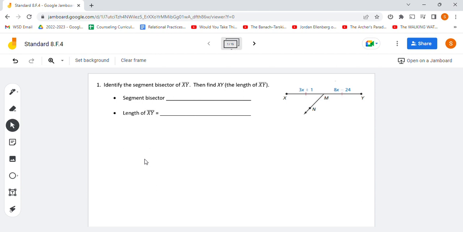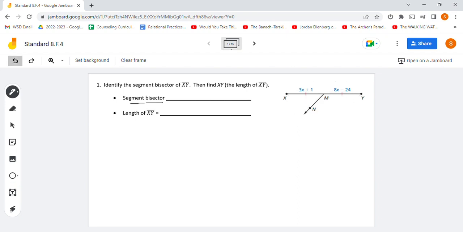Question number 1 has two parts. First, we have to identify the segment bisector. Bisector means the thing that cuts something else into two equal pieces. So we can see that this line segment is being cut in half by that right there.